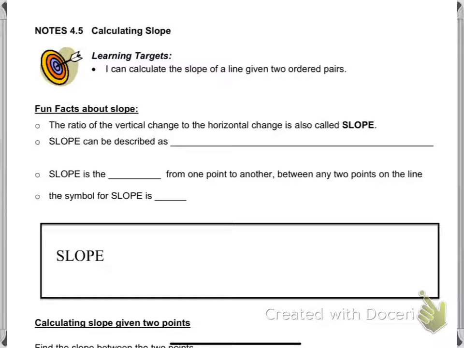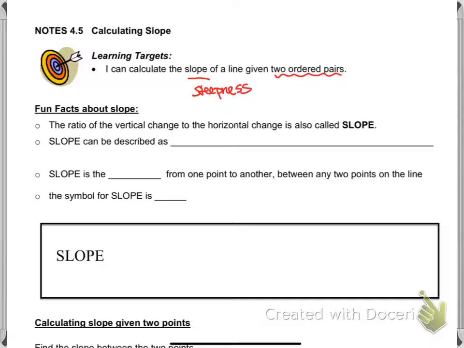Hi everyone, today we're going to be talking about finding the slope of a line. Now when I ask you to calculate the slope, I'm asking you to find the steepness of that line. So we're going to find that today after being given two ordered pairs, so two sets of x and y's, and that's going to tell us how steep that is without even having to look at it.